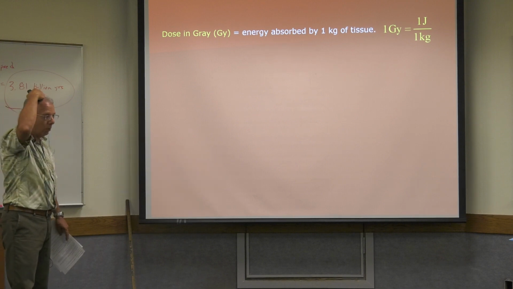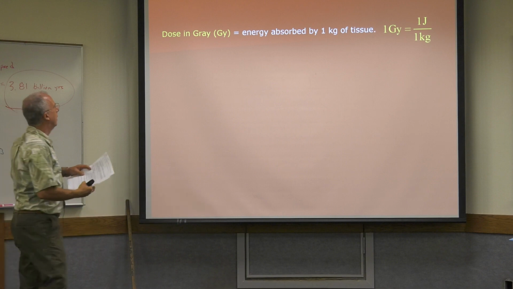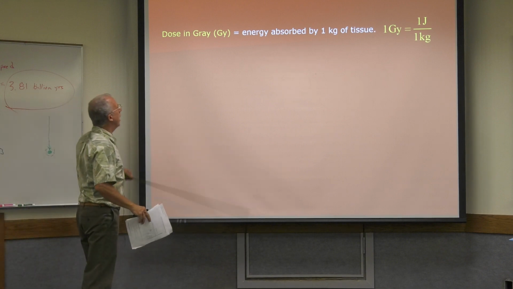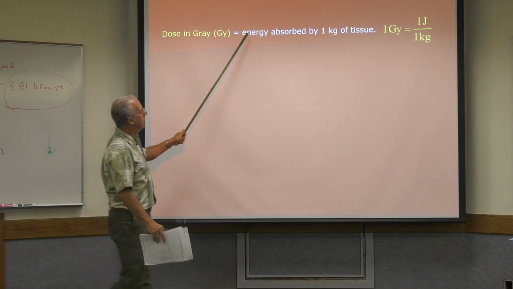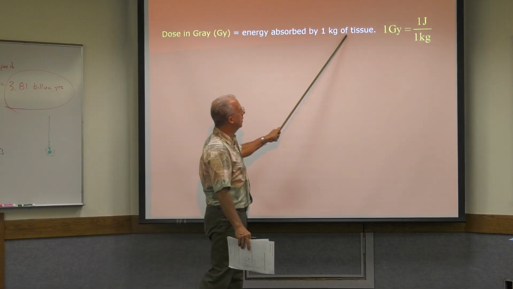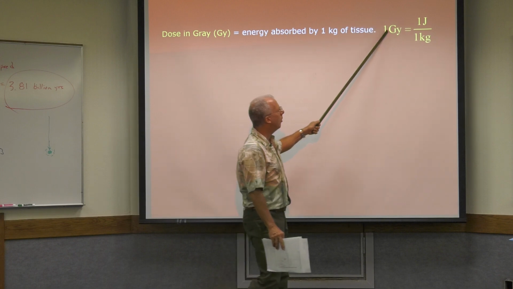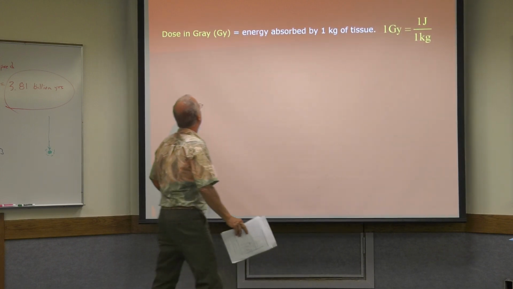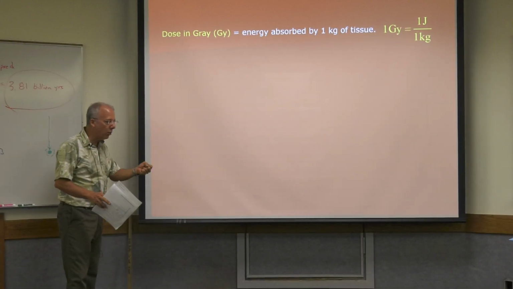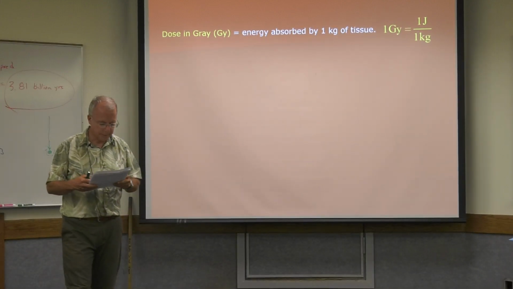Right? So you think of the word dose, you think energy. And the unit is called a gray. So dose, the unit gray, is the energy absorbed by 1 kilogram of tissue. So 1 gray is 1 joule of energy divided by 1 kilogram. So dose: energy absorbed.